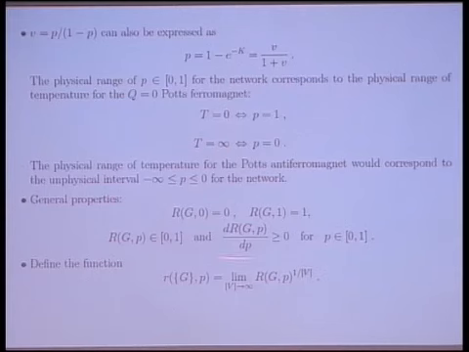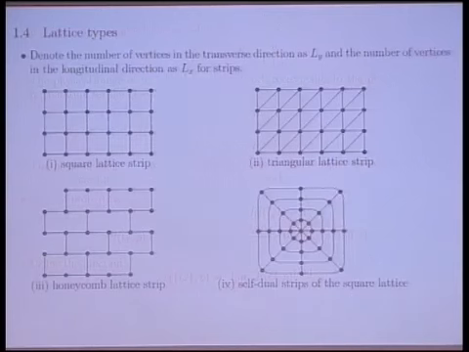And of course we know some basic properties of the reliability polynomial. And here are the lattices we consider. We will mainly consider square lattice strips here, triangular lattice, honeycomb lattice, and self-dual strips of the square lattice.